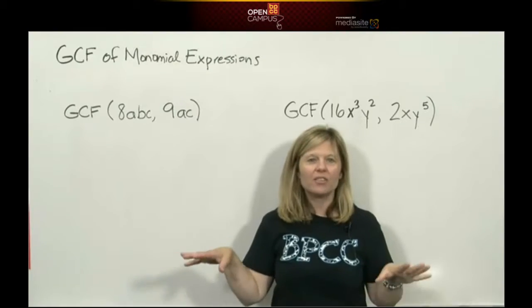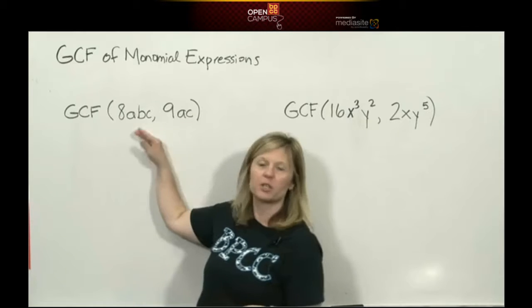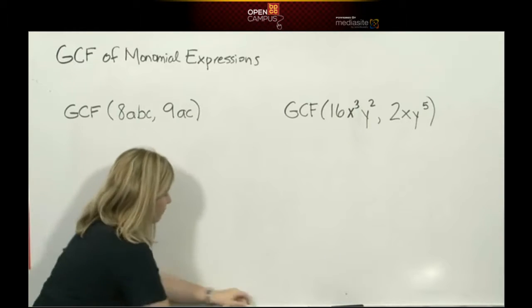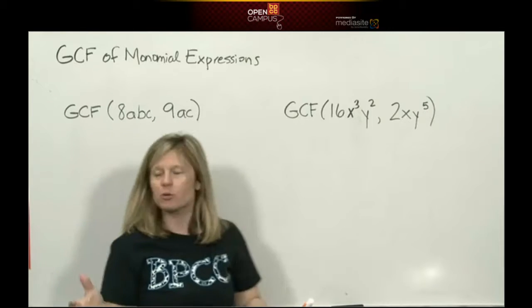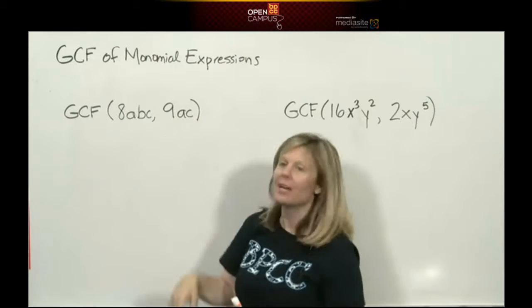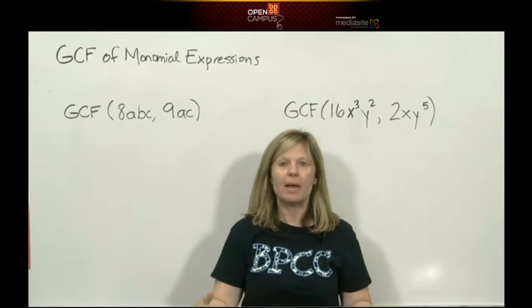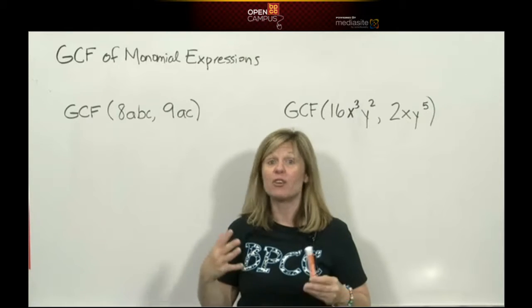Okay, let's find the GCF of some monomial expressions. So let's start here with 8ABC and 9AC. Those are both monomials. They're connected by multiplication. The long way is to make a list, which is fine at first if you're confused.